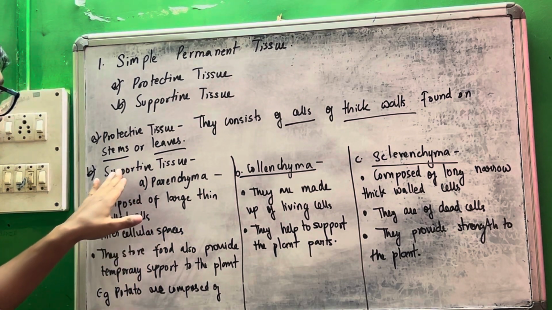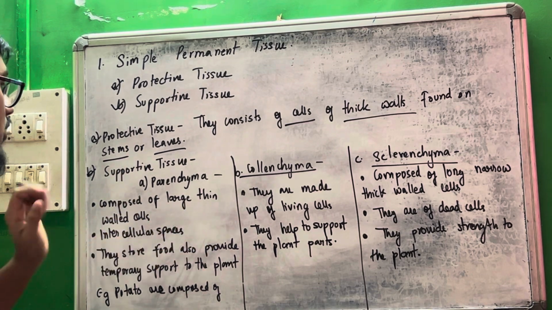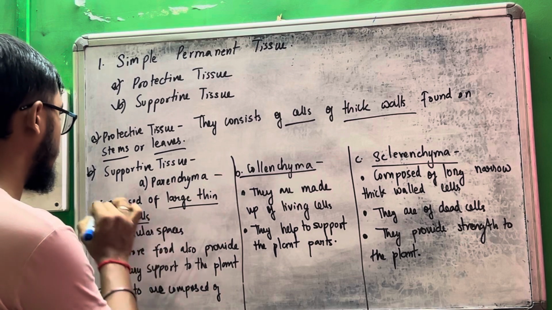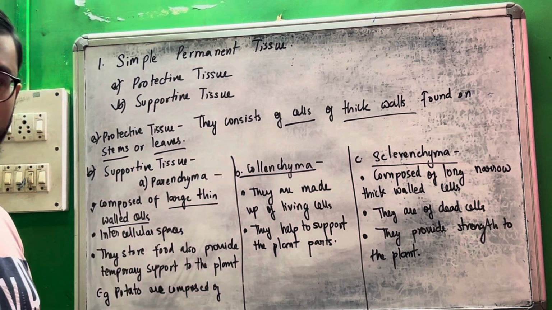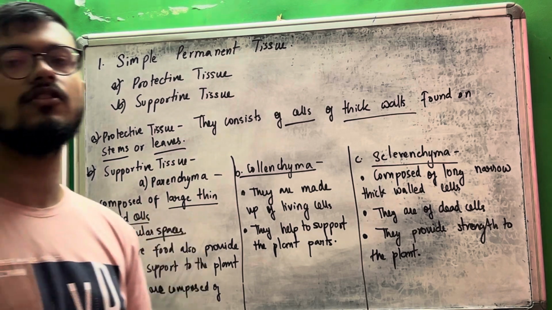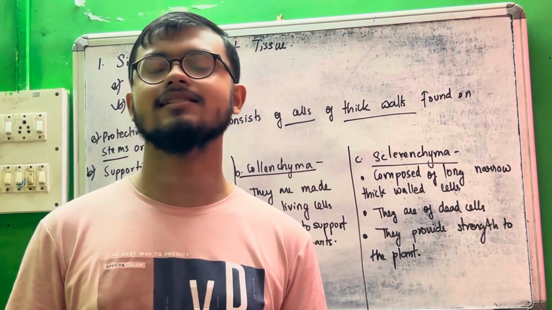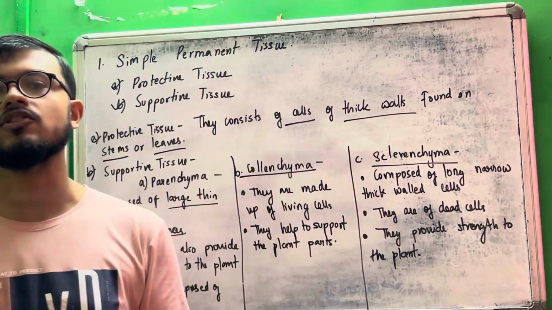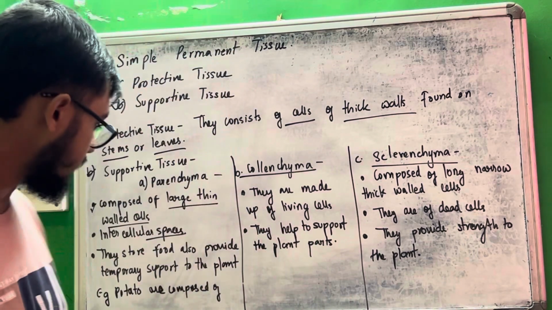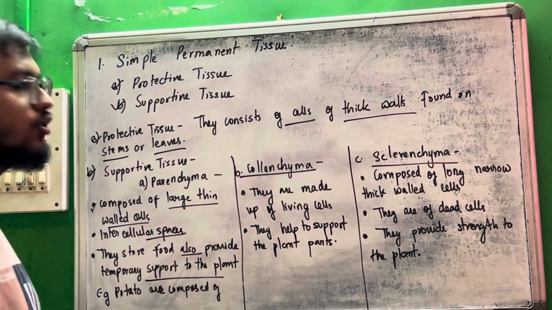Parenchyma is a type of supportive tissue which consists of cells of thin wall, large thin wall. Note this point: large thin wall. Next, it has intercellular spaces. The cells have intercellular spaces in them. That is, the cells of the tissue are arranged in such a way that they have intercellular spaces between them. They store food also and provide temporary support to the plant.